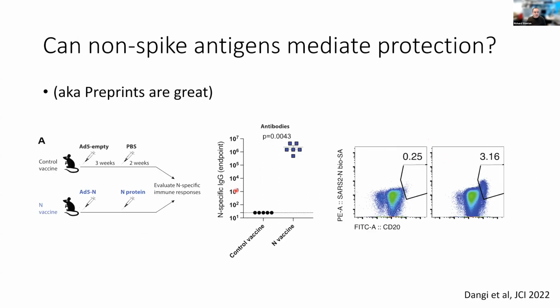And so what we really wanted to do at this point was say, well, if spike's not a great vaccine antigen for ADCC responses, what about some of the other targets we've identified? And we were able to start doing this with nucleocapsid. It's the one antigen we've been able to do so far.